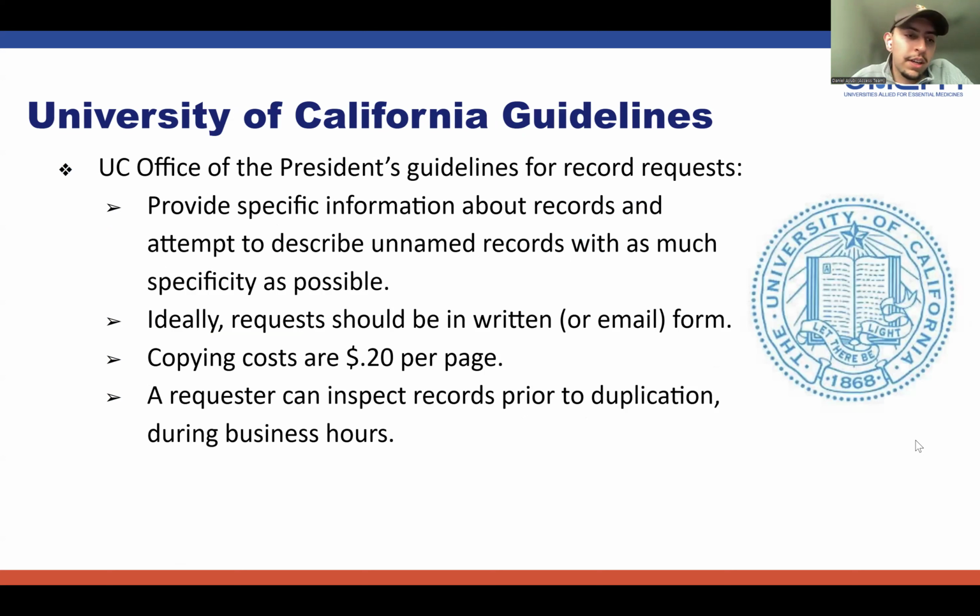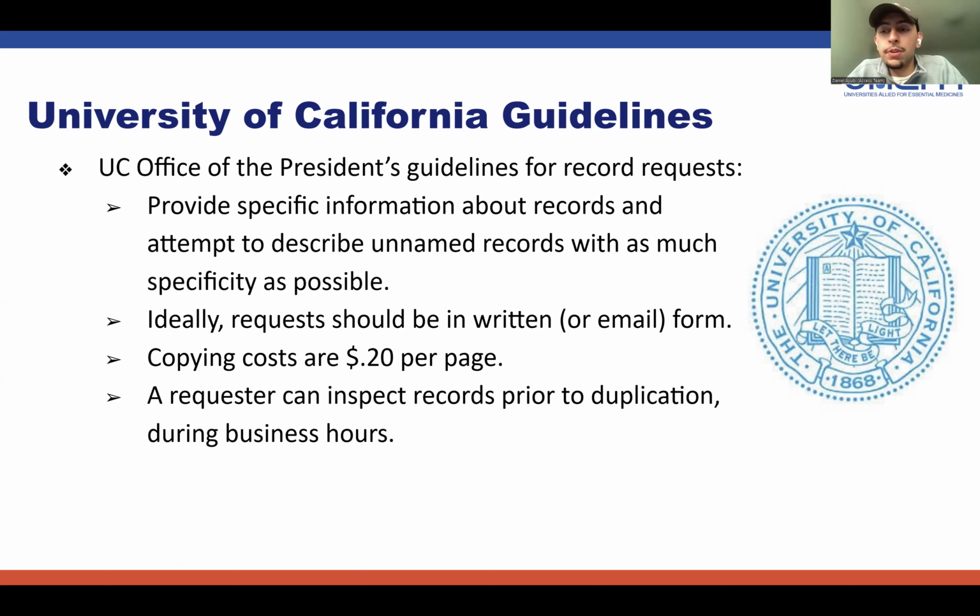Okay, so I just talked a lot about the arguments and things like that. But now here's back to more logistical information. So this is for UC. The guidelines that the UC has when you're trying to submit this type of request, the CPRA request, the UC Office of the President's guidelines indicate the following. You have to provide specific information about the records and describe any unnamed records as much as you can. So if the document you're looking for doesn't have a name, just give as specific and as clear a definition of whatever you're looking for as you can.